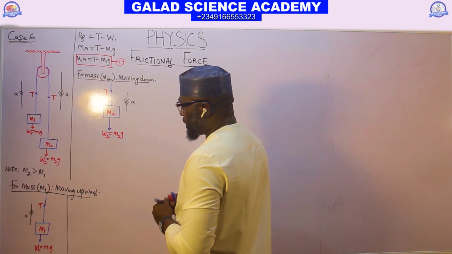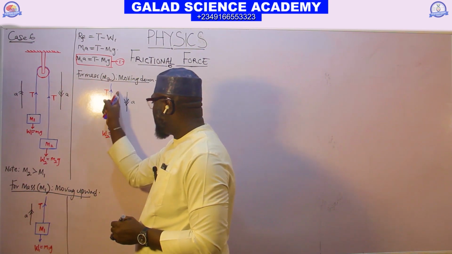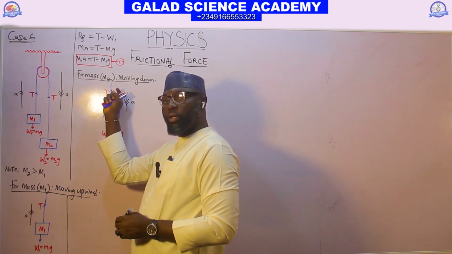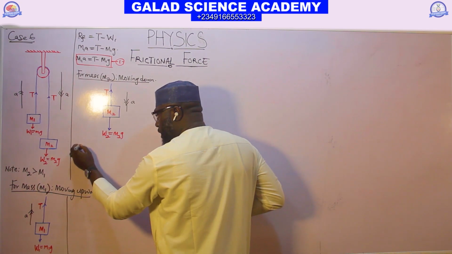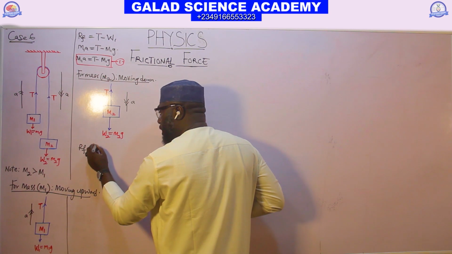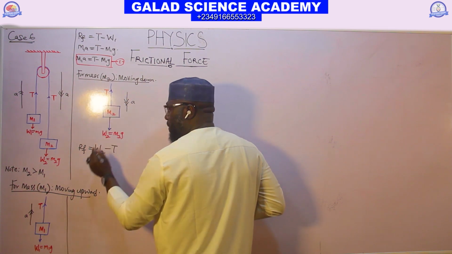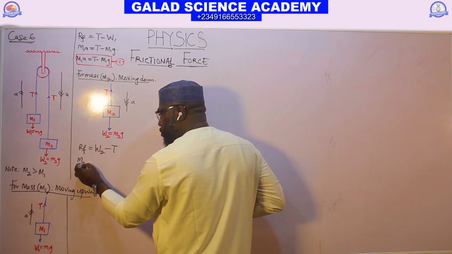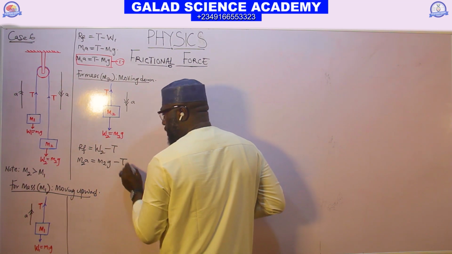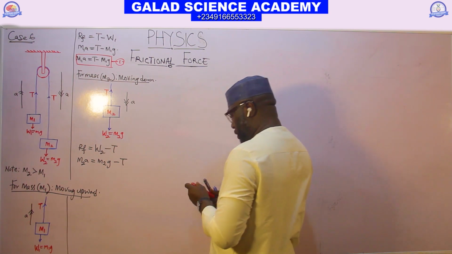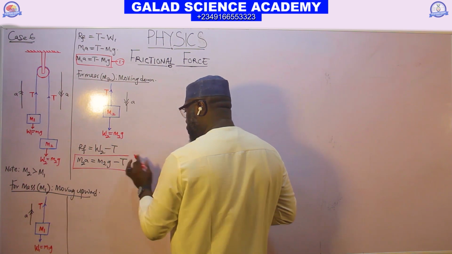Here, when the body is moving up, the tension is more than the weight. When the body is moving down, the weight is more than the tension. So the resultant force should be weight 2 minus tension, because the weight is more than the tension here. The resultant force is M2A, and it equals M2G minus T. This is what we call equation 2.